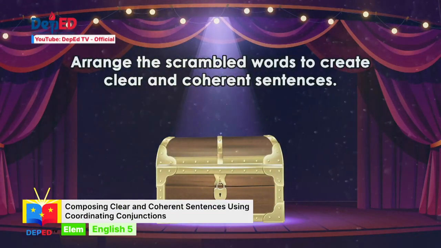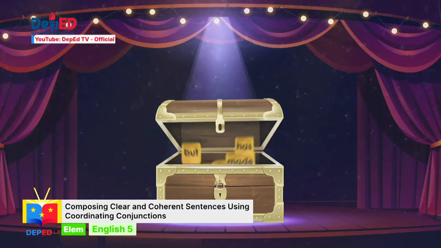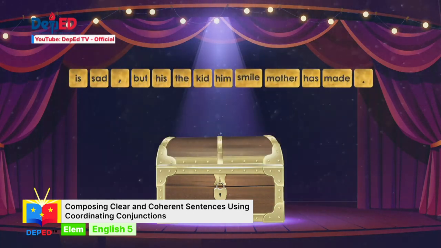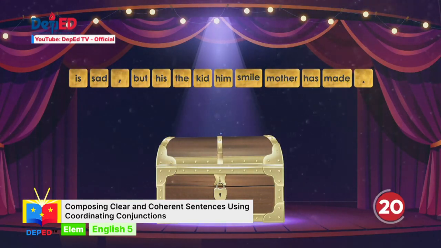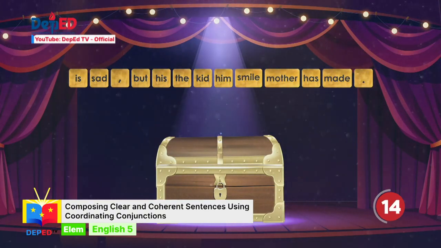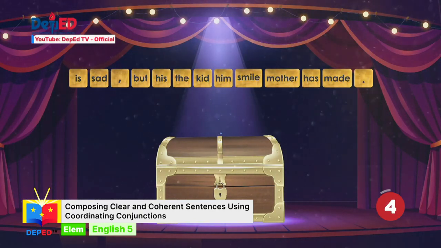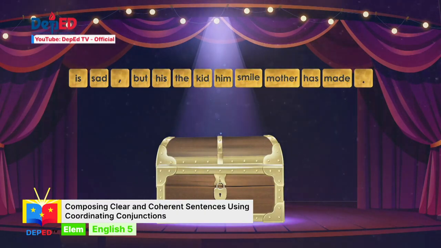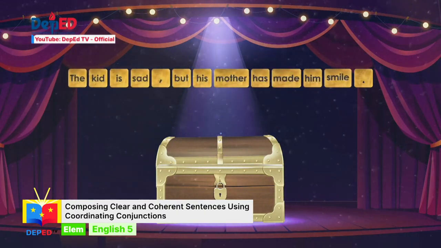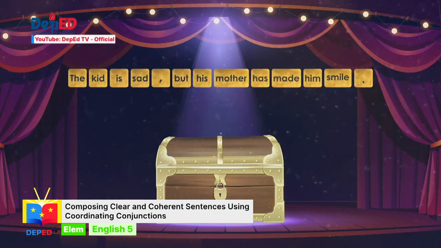Let us open a treasure chest filled with words and let us unleash the future writer in you. Arrange the scrambled words to create clear and coherent sentences. Number 1. The correct arrangement is, the kid is sad, but his mother has made him smile.